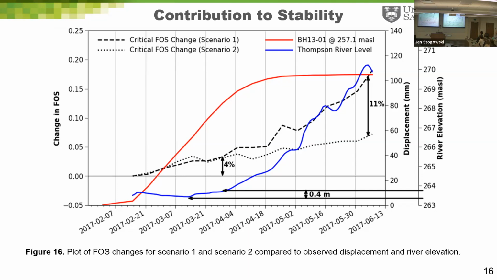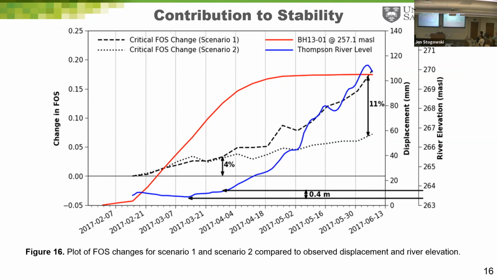Between February 15th and March 29th, there is a 4% increase in the factor of safety for both scenario 1 and 2, indicating progressively drying soil conditions. The factor of safety plots from each scenario began to diverge after March 29th, when the displacement rate quickly tapered off due to the rising river level.